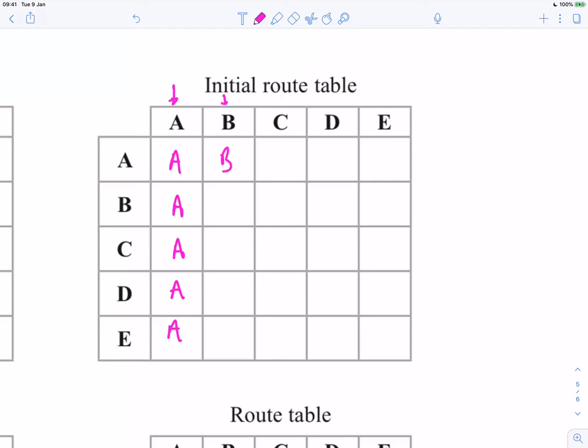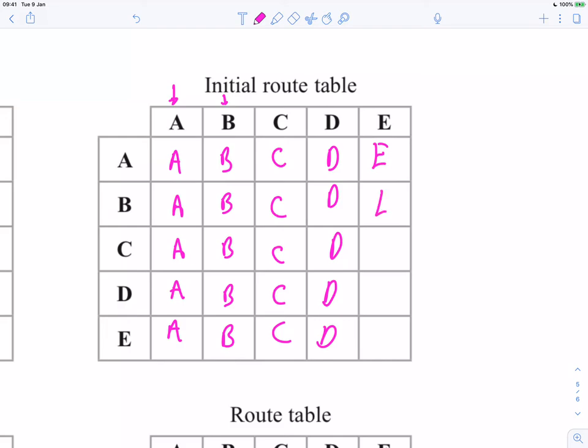This one will just be B, B, B, B, B. And then it will be C, C, C, C, C. Then D, D, D, D, D. Then E, E, E, E, E. So what this is saying is if I want to go from anywhere in the rows to anywhere in the columns, then to get from A to B, well, just go to B. Yeah, you just do it. And if I want to go from A to C, then A to C is just going to C first.